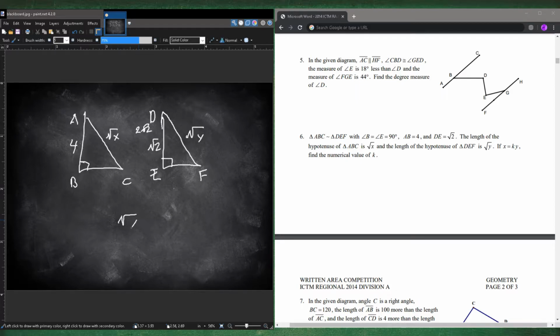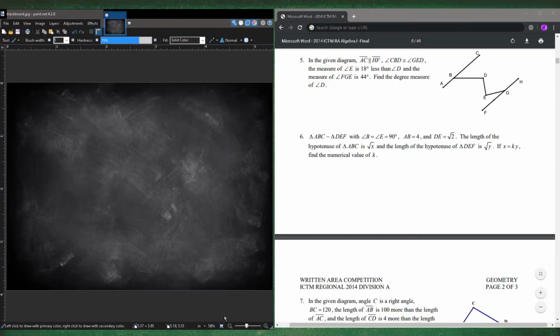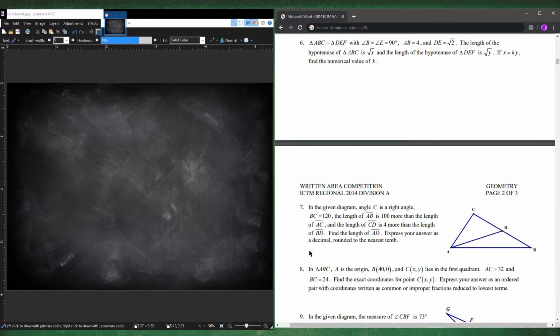So square root x is equal to 2 square root 2 times square root y. This is the same thing as square root 8. So square root x is equal to square root 8y. And you can square both sides to get x is equal to 8y. So that means k is equal to 8. It's basically just that. You're just manipulating your variables around.